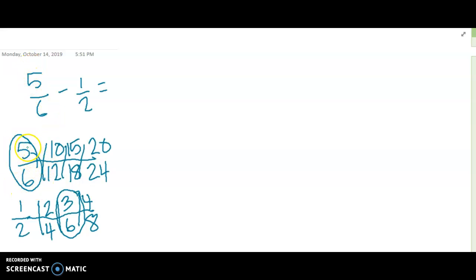So 5/6 I'm keeping the same. Change the color. So 5/6 minus 3/6. Instead of a half, I'm going to write 3/6, equals 5 minus 3 is 2. 6 denominator, 6 denominator, 6 denominator.